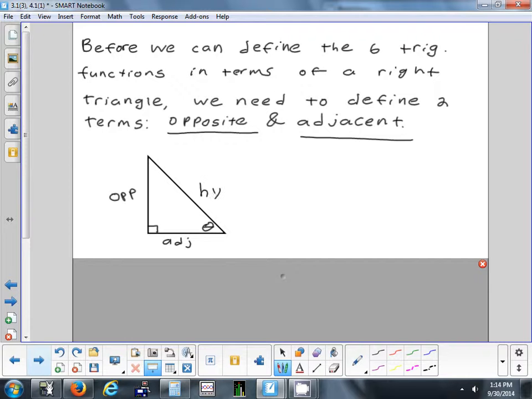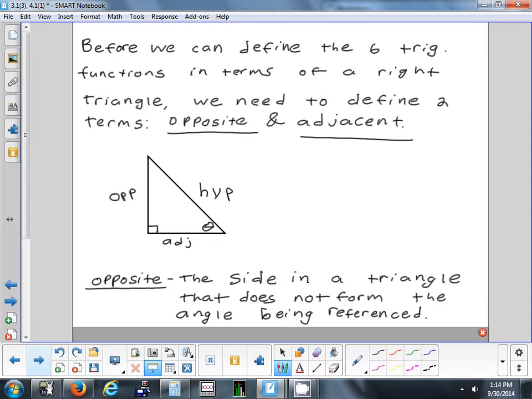And this is hypotenuse. Okay, so the way we can remember it is that the opposite side in a triangle is the side that's farthest away from the angle, and it doesn't form the angle being referenced. In this case, I'm referencing theta. If you were to take away the opposite side in that picture, you'd still have an angle right there, because the opposite side doesn't make up any part of that angle.